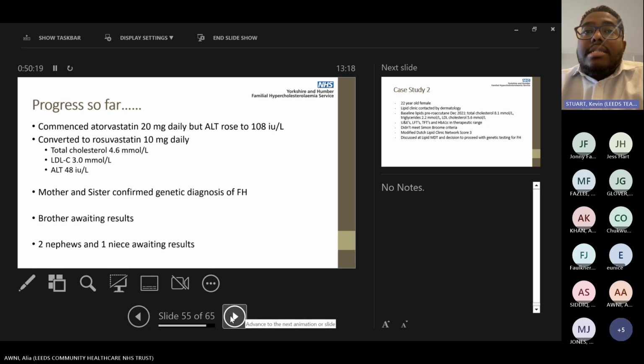So in summary, this chap's mum and sister were confirmed to be FH as well. He's waiting for his brother to be checked, and also his nephews and niece. And the question about his statin: we may increase it to 20, depending on his symptoms and his liver function test, or we may add ezetimibe to this. Next slide.